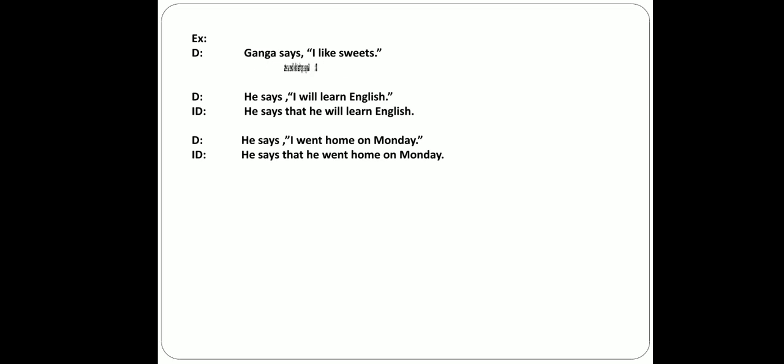I will read the example. D means direct speech, ID means indirect speech. Ganga says, "I like sweets." In indirect speech, the answer is: Ganga says that she likes sweets. What is the first rule? Inverted commas should be removed. In indirect speech we have removed the inverted commas and added the conjunction that to link both sentences.